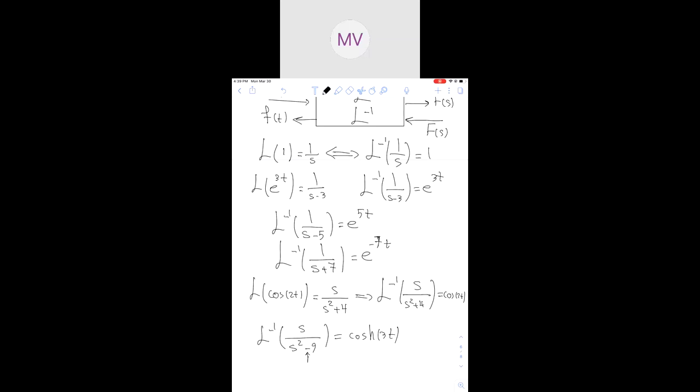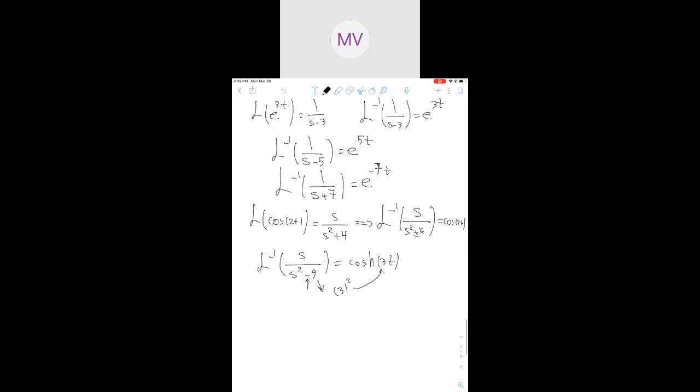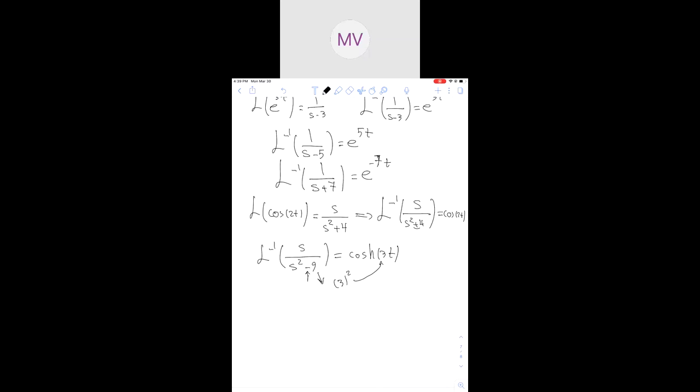This negative refers back to the hyperbolic, right? For normal cosine and sine, it was plus. For hyperbolic, it was negative. And since it's s on top, you have the cosine. And of course, the square root of 9, which is 3 squared, tells you the coefficient in front of t. Okay? So it's a very nice pattern, and you can identify the inverse functions of Laplaces. Okay?